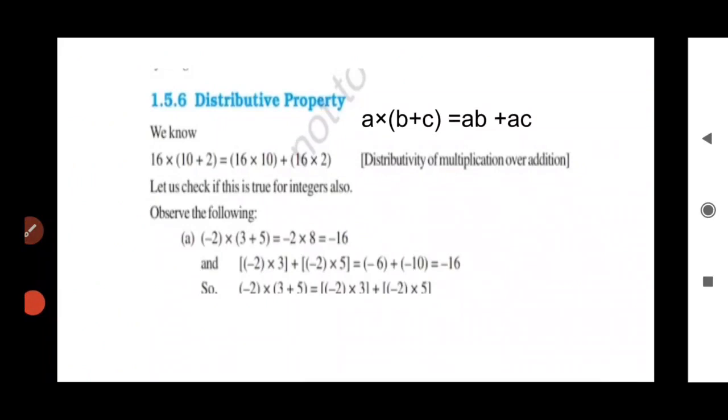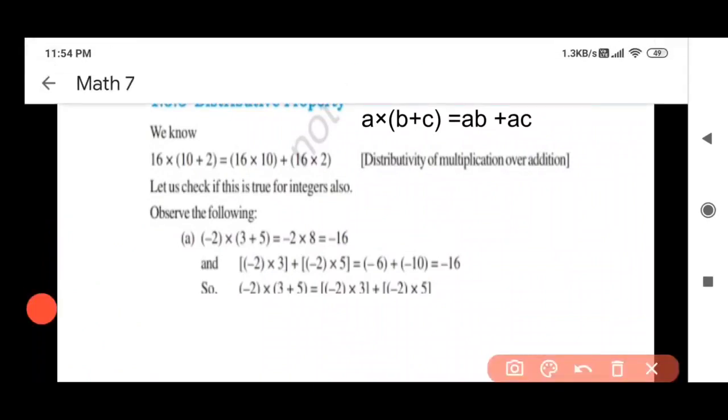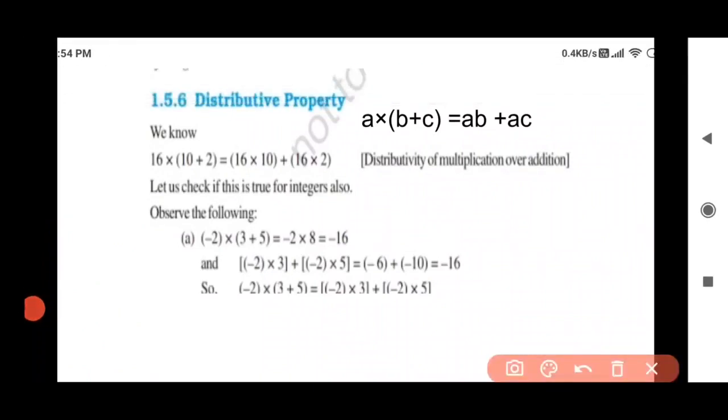Next, distributive property. One of the important properties in integers. Distributive property of multiplication over addition is a into (b plus c) equal to a into b plus a into c. We know that 16 into (10 plus 2) equal to 16 into 10 plus 16 into 2. Let us check if this is true for integers also.